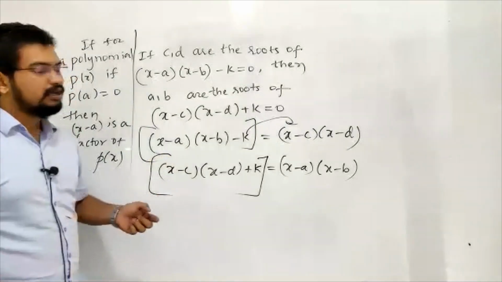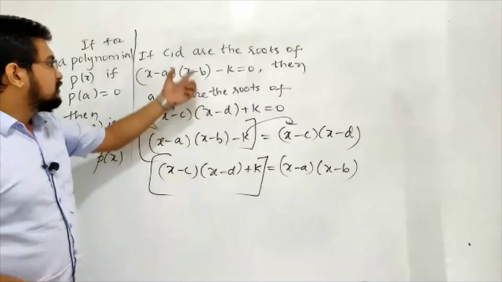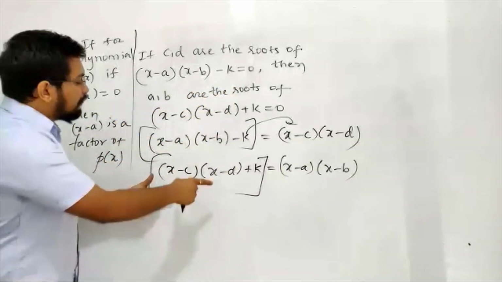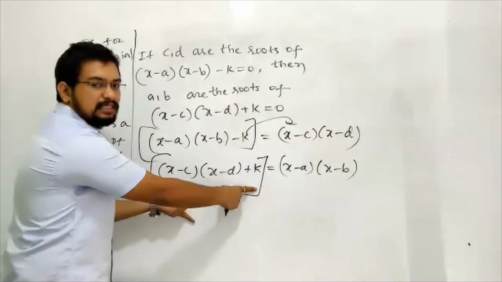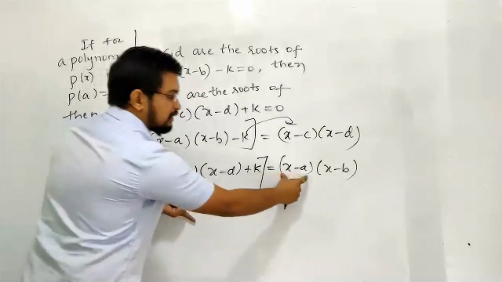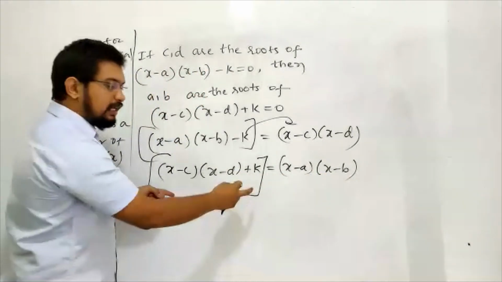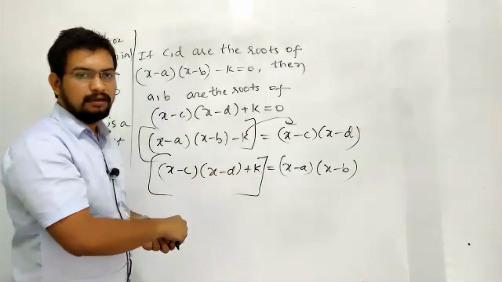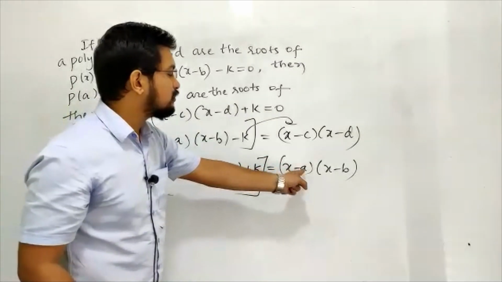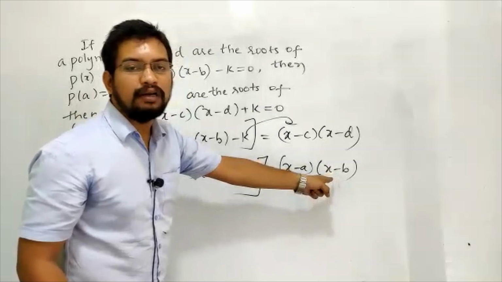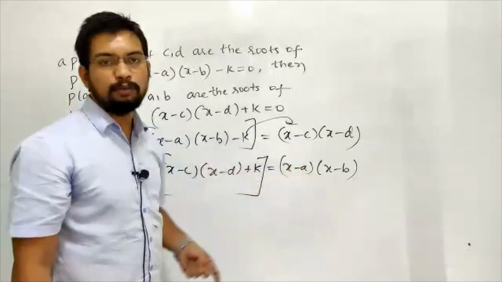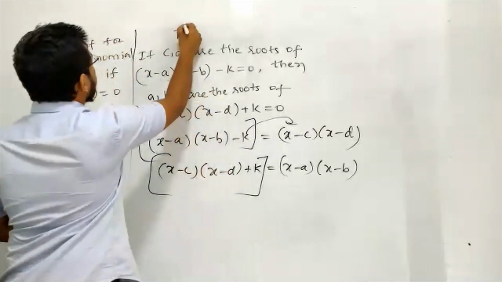But look, what is the statement they asked? C and D are the roots of this expression, then A and B are the roots of this part. When this is a factor and this is a factor, and multiplying these two factors gives that expression, then simply these two factors, A and B, will be called the roots of that equation. If you equate this equation to 0, these become the roots. So the answer will be absolutely true.